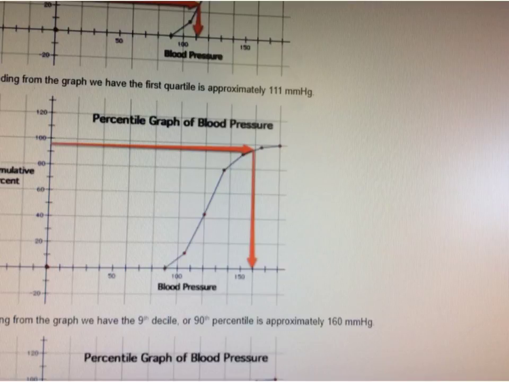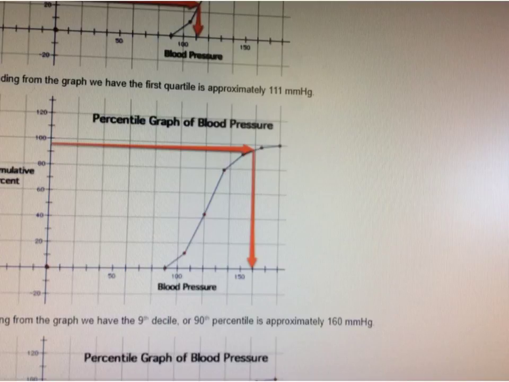And I think that the question that I'm looking at here is, I think it's down below, where they're asked to find the 9th decile, or the 90th percentile, which is what the 9th decile is. And so all they do is they go over and they find the 90% on the graph, and they go down and they read the value for that.